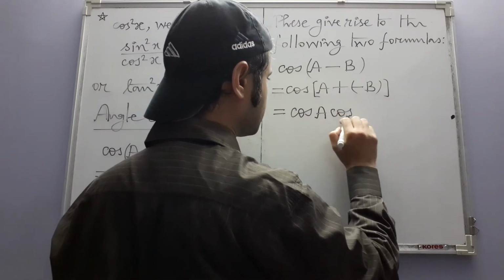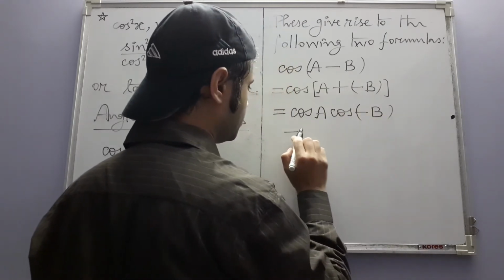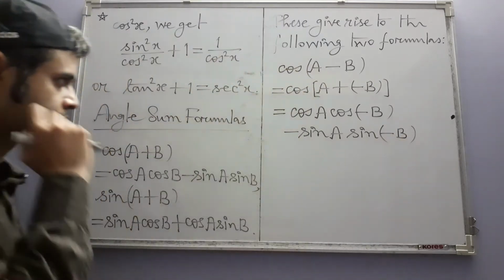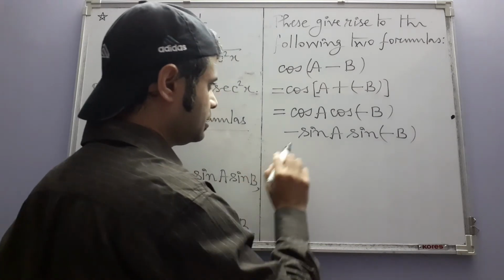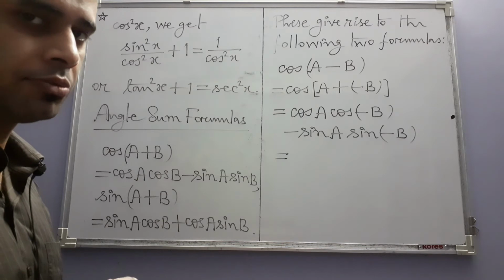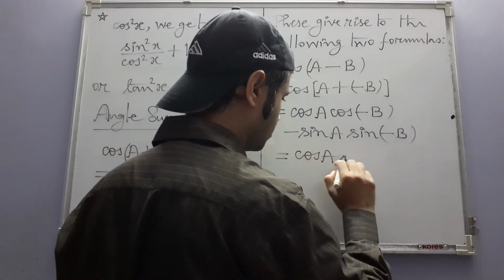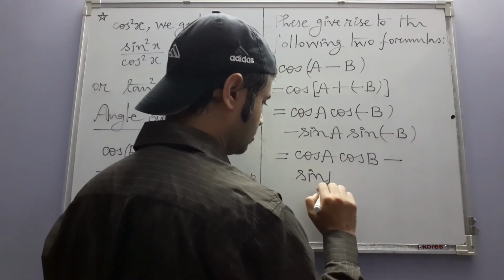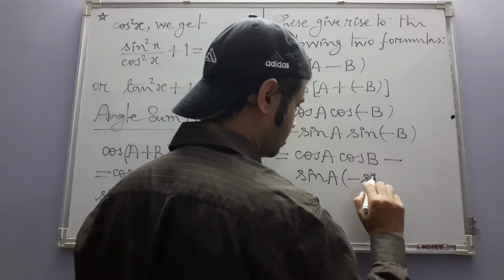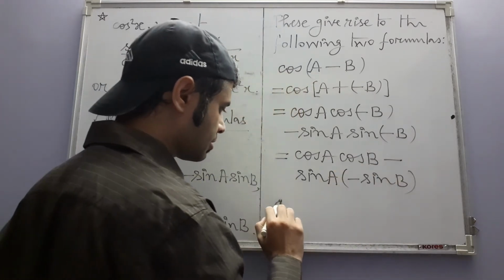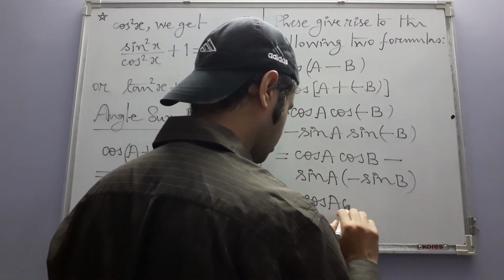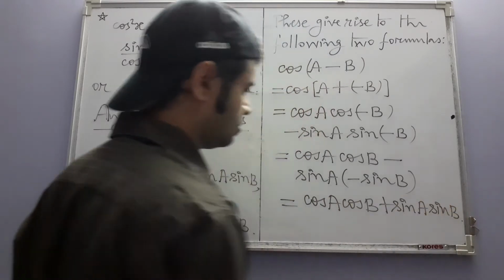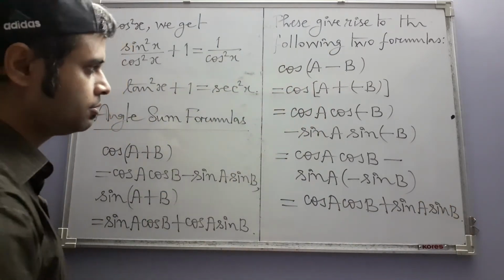So cos A cos minus B minus sin A sin minus B. Now we have already seen that the cosine function is an even function, so cos minus B will be cos B. But the sine function is an odd function, so sin minus B will be minus sin B. So that minus and this minus, they will give us plus. Plus sin A sin B.